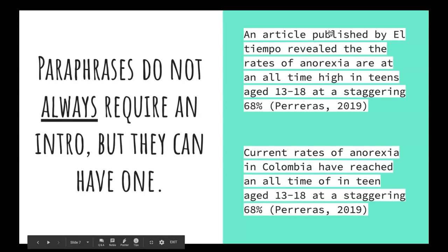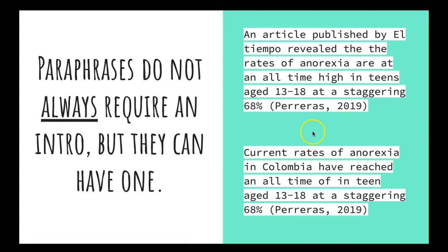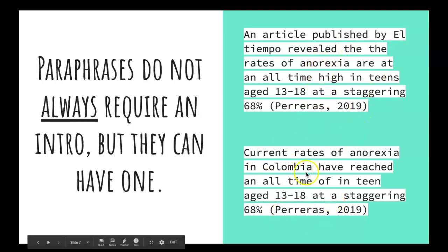When you're using a paraphrase, you don't always require an introduction, but it can have one. So you'll see 2 examples here to the right. One of them uses an introduction: an article published by El Tiempo revealed, and then the information is paraphrased. Notice that there are no quotation marks because this was something put in the writer's own words. The second example is the same information, but without an introduction, just directly giving the information: current rates of anorexia in Colombia have reached an all-time high in teens age 13. But it still requires your in-text citation. Notice that whether you introduce it or not, even if it's a paraphrase, even if you're putting it in your own words, that information is coming from a source, so there's an in-text citation there.